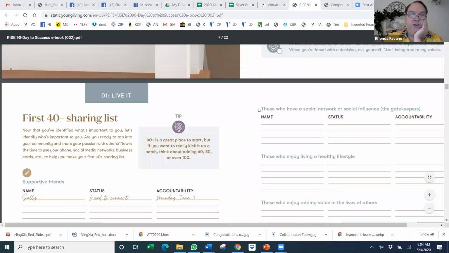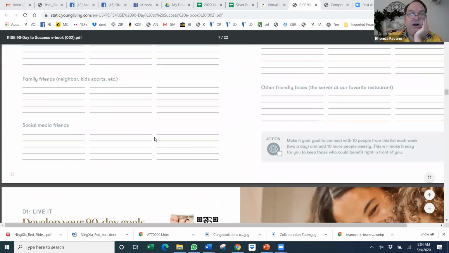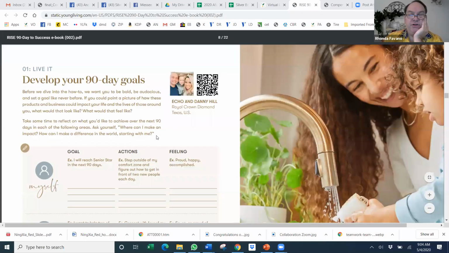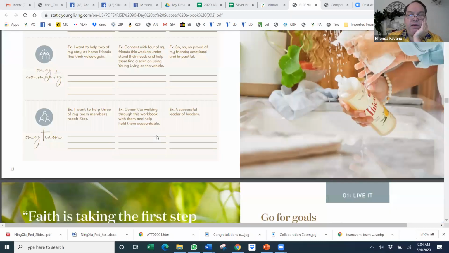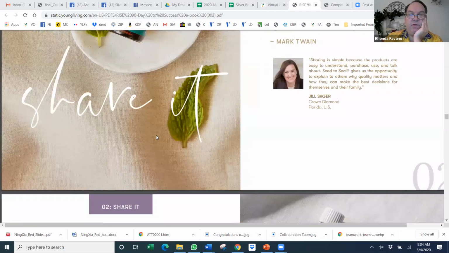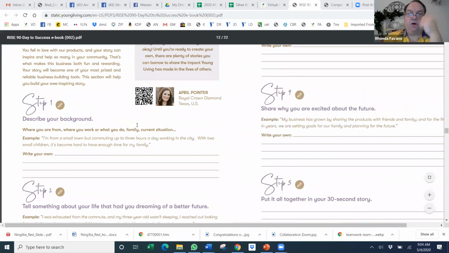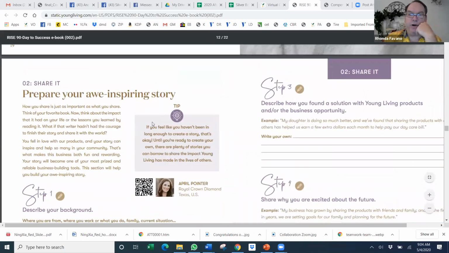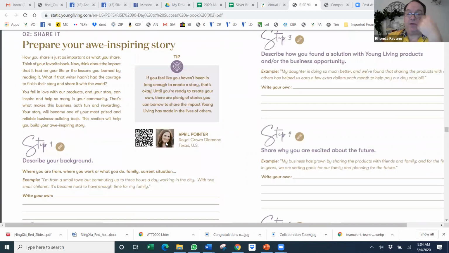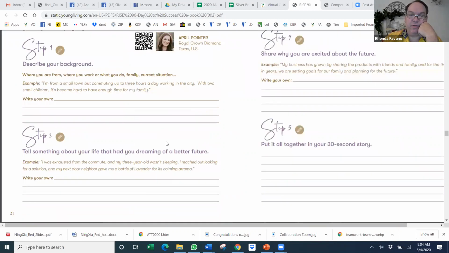First 40 sharing list. So it gives you a place to put people, like a memory jogger. 90-day goals. The cool thing also is they have some QR codes right here. Like April Pointer is talking about preparing your story. I haven't done all the QR codes. So you basically point your phone at that and take a picture. It'll bring you to the website.